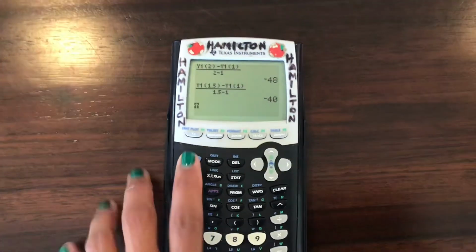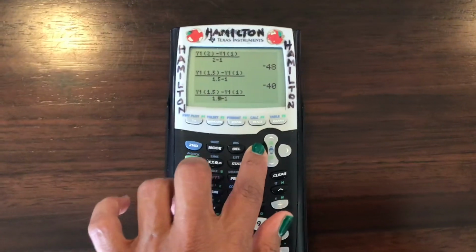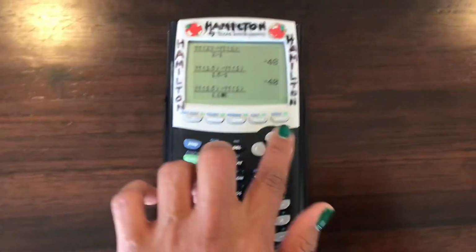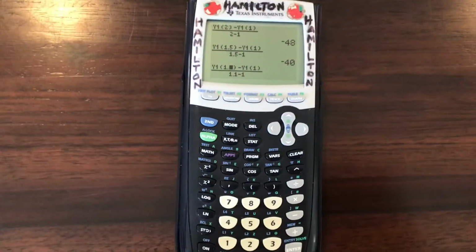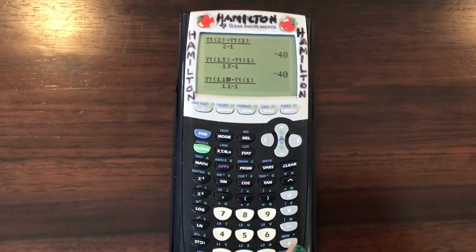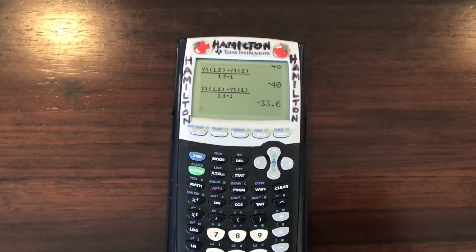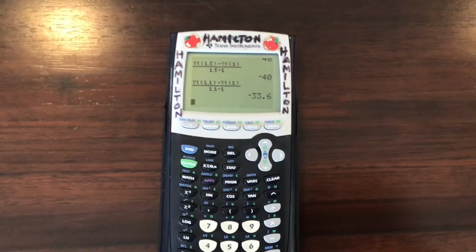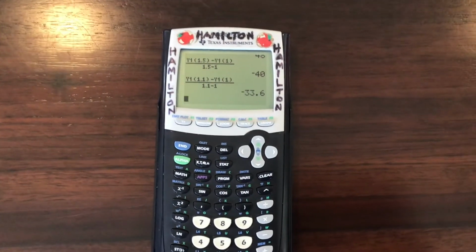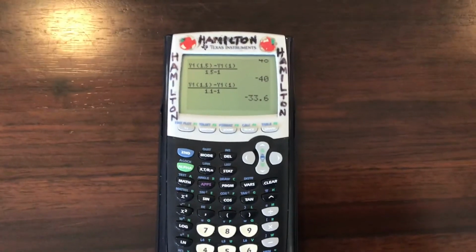And then the last one, I'll just go back to second, enter, and then here I can just replace those with, I think it was 1.1 for the last, 1.1. And so we see that it goes from negative 48 feet per second, negative 40 feet per second, negative 33.6 feet per second. And that negative is because it's dropping.